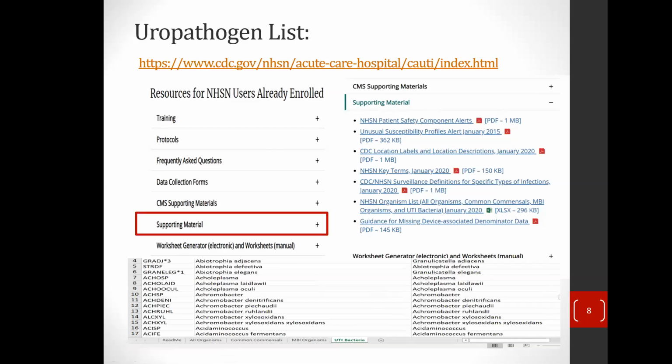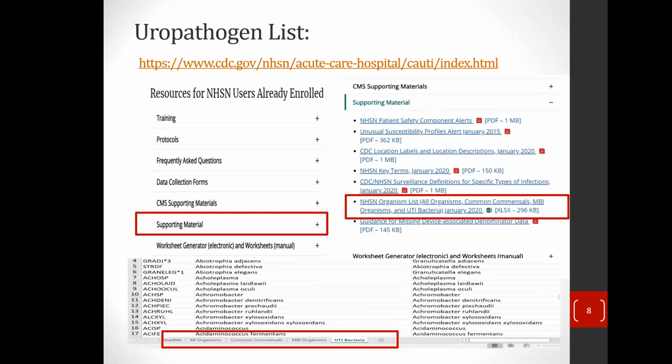And under that section is one that says NHSN organism list, all organisms, common commensals, MBI organisms, and UTI bacteria. So you click on that link and it opens up a great big Excel spreadsheet, which is what I have at the bottom of the slide here. On that spreadsheet, one of the tabs says UTI bacteria. It needs to be on that listing.